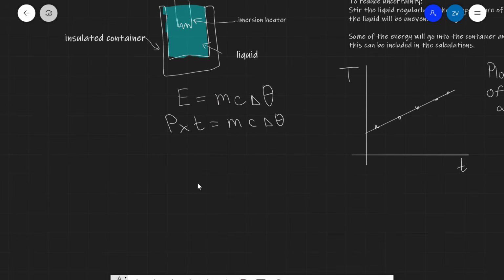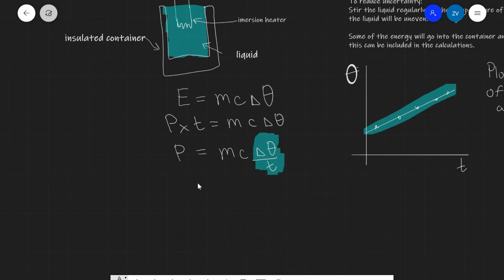Now what I'm going to do is just rearrange for the power. So power will be mc delta theta divided by time. Well, hang on a minute. Change in temperature divided by change in time. This quantity here is our gradient. So this here is the gradient of this graph, because this is just our temperature theta divided by the time t. Delta theta is just the temperature, by the way, so maybe we should change the label of this graph just to be consistent, assuming we've been measuring in degrees Celsius.